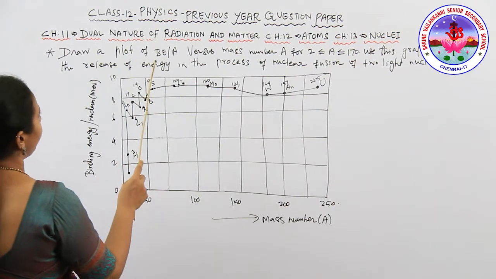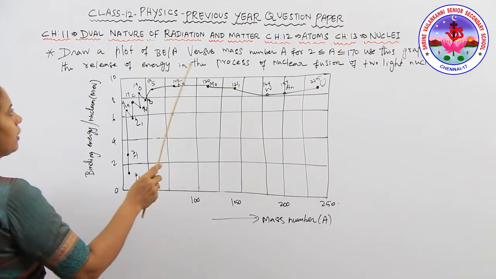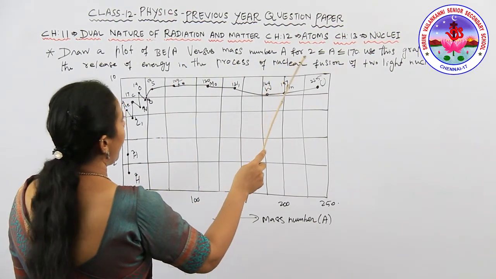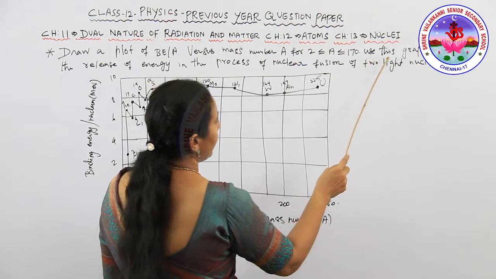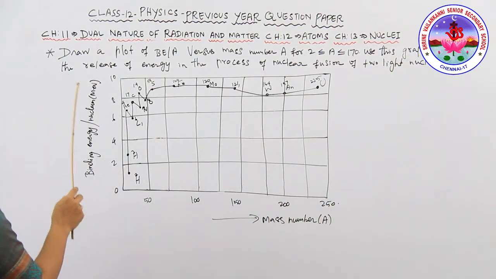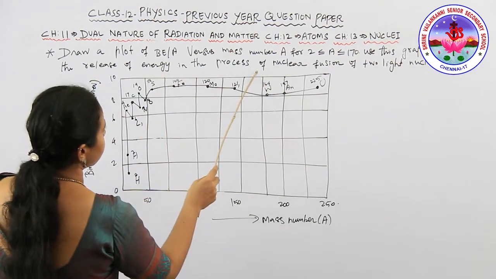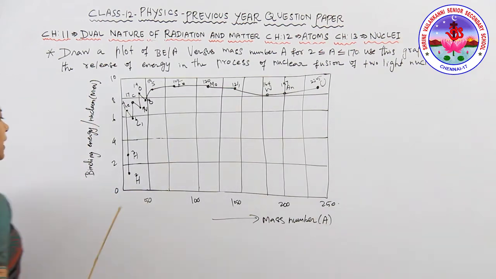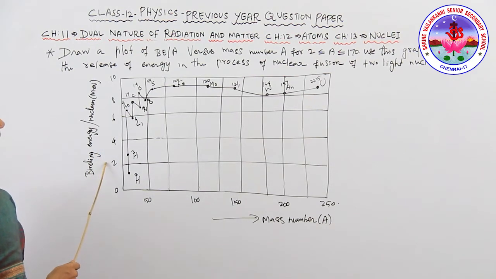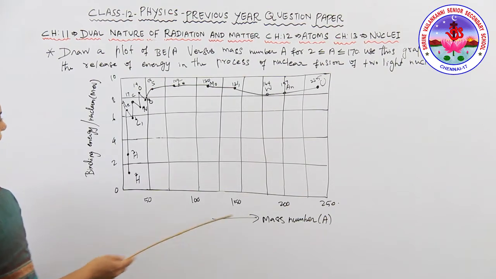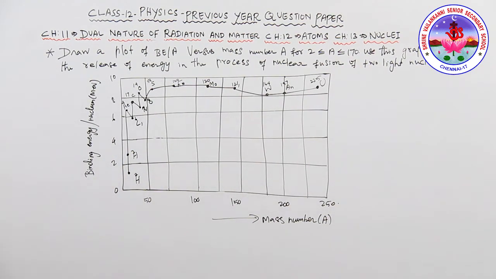Now draw a plot of B by A, that is the binding energy curve, versus mass number A, for A less than 170. Use this graph to explain the release of energy in the process of nuclear fusion of two nuclei. You are seeing this curve, binding energy per nucleon versus mass number. This curve gives the different ranges of binding energy per nucleon. How the energy is released in nuclear fission and fusion can be explained by it.